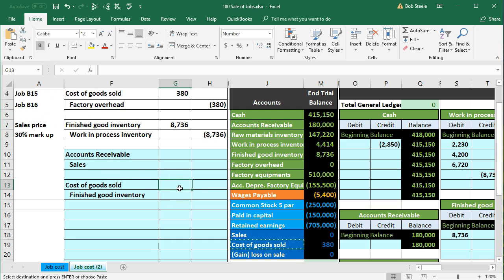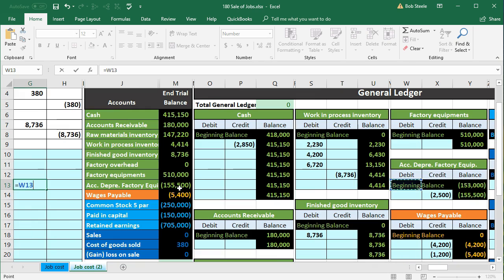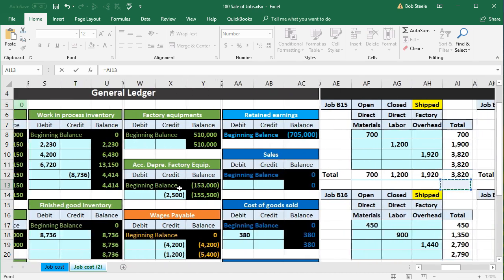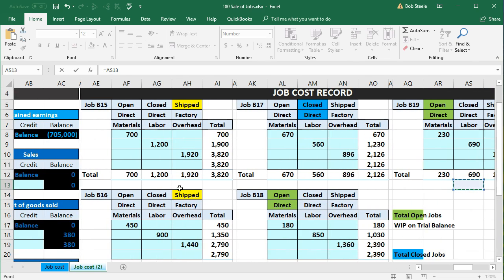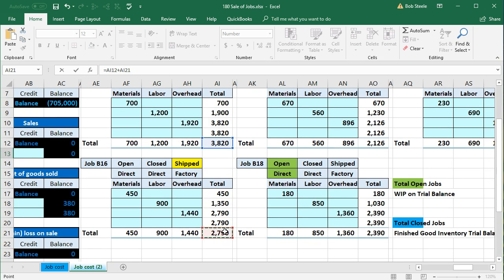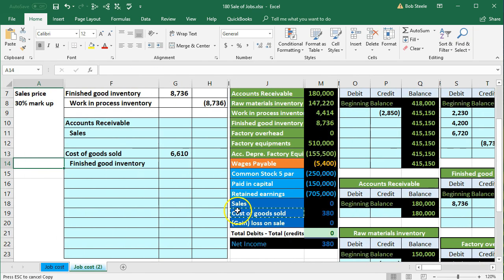So within G13, I'm going to say equals. I'm going to scroll all the way to the jobs and see if we can recalculate this again. It's going to be these two shipped jobs. This one plus this one. That's going to be the journal entry. So the finished amount of these two jobs. And enter. So we already calculated it was 6,610.